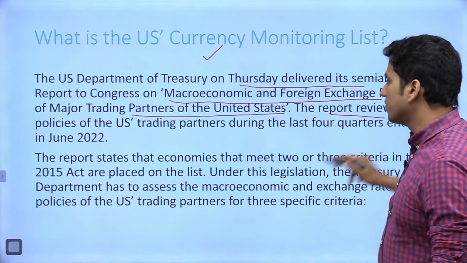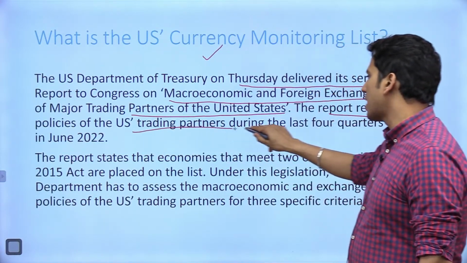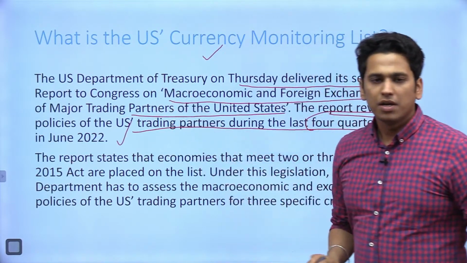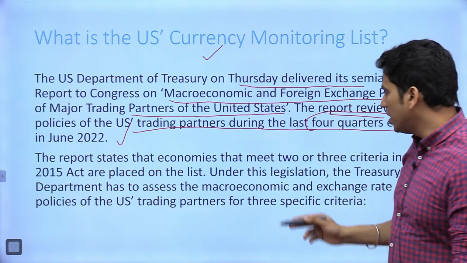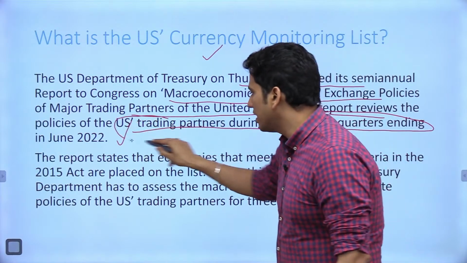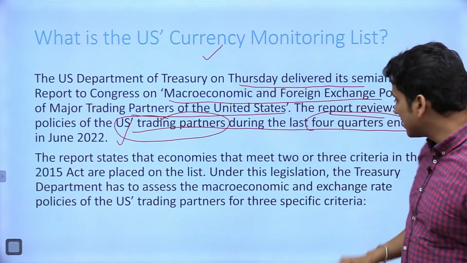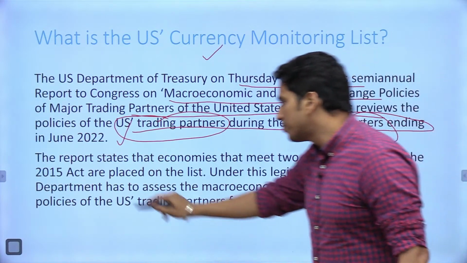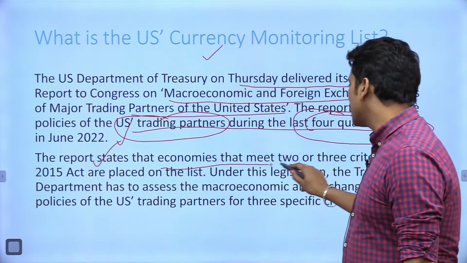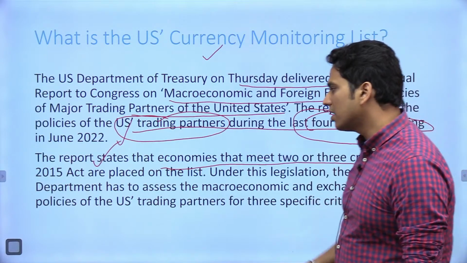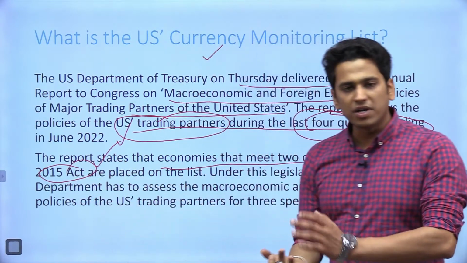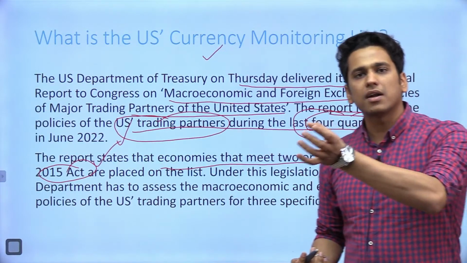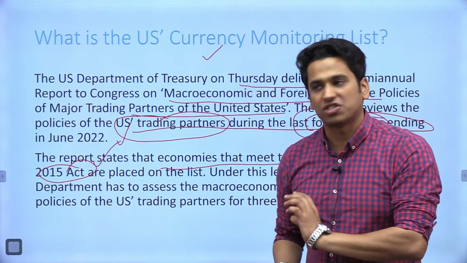The report reviews the policies of the US trading partners during the last 4 quarters ending in June 2022. Now this thing is very important. You need to know कि पहली बात US के trading partners को monitor किया जाता है, and second thing is it is done during the last 4 quarters. The report states that economies that meet 2 of 3 criteria in the 2015 Act. We will try to discuss this act as well. What are the criteria which put the countries in that particular list?